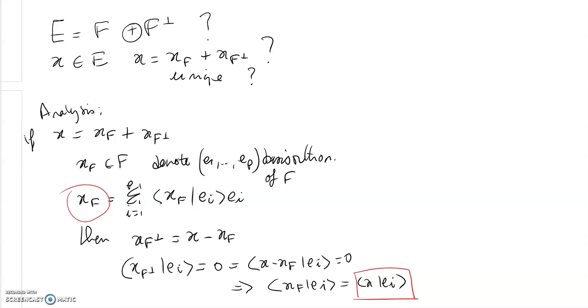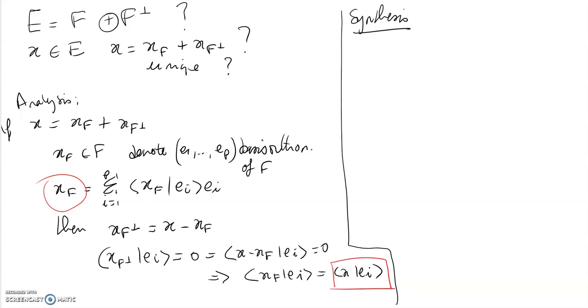Then let's do the synthesis. So now we take any x in E, and we define x_F equal to the sum, from i equal 1 to p, of the scalar product of x with all the elements e_i of the basis of F, times e_i. Of course, as it's a linear combination, it's going to be an element in F.